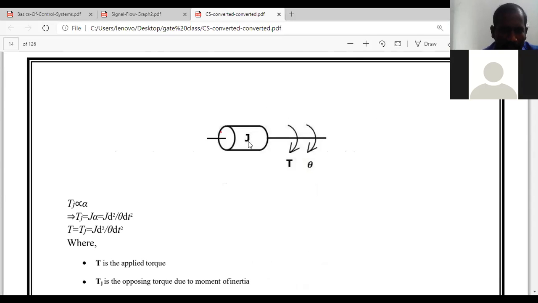Here, this is the moment of inertia, J. And here this is torque, the applied torque. Then this is angular displacement. Previously, I have told it's a displacement, but here it's an angular displacement. D square theta by dt square.